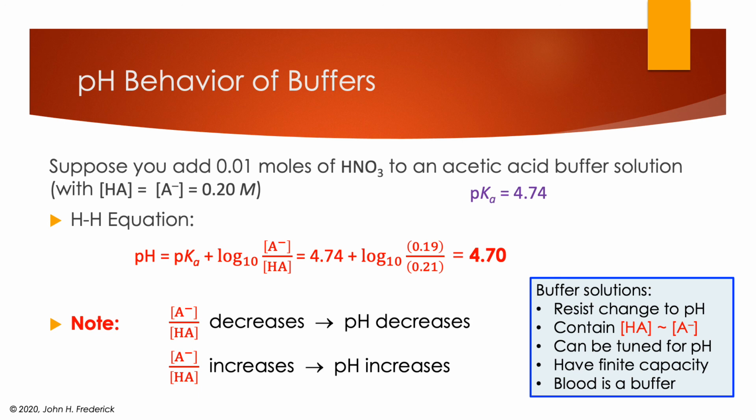I mentioned earlier that blood is a buffer. It's very important because it maintains our blood pH between roughly 7.35 and 7.45. So it's a very fine-tuned control that keeps our acid balance in our bodies.